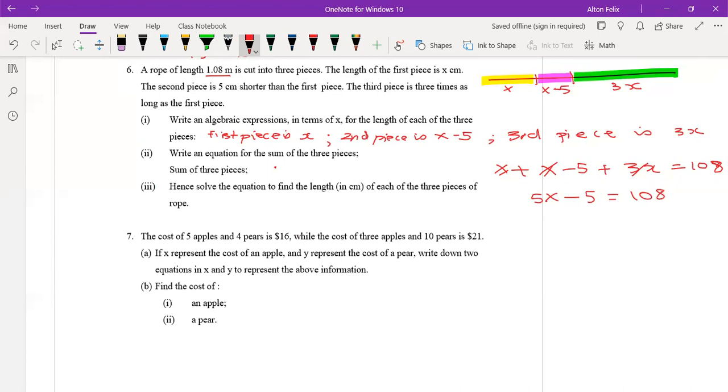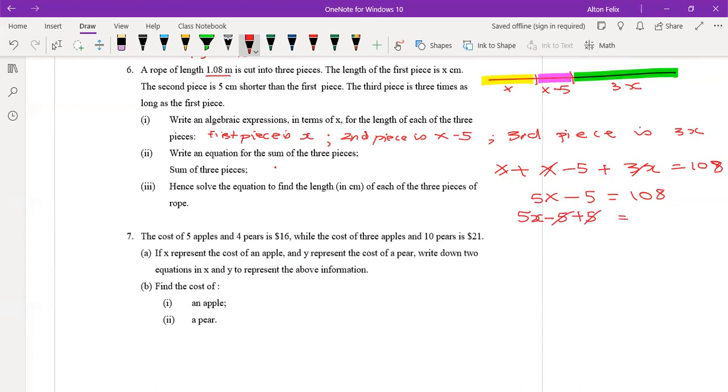All right, so let's double check that. The first piece is x. Second piece is 5 centimeters shorter, so it will be x minus 5. And the third piece is 3 times as long as the first piece, 3x. So you have x plus x minus 5 plus 3x equals 108 centimeters. Simplifying gives us 5x minus 5 equals 108. Of course, we're going to add 5 on both sides, so that the minus 5 cancels out.